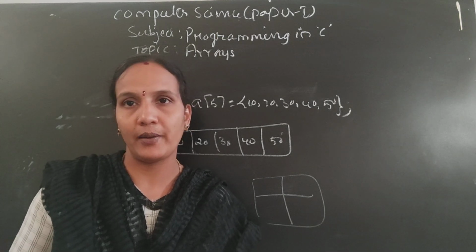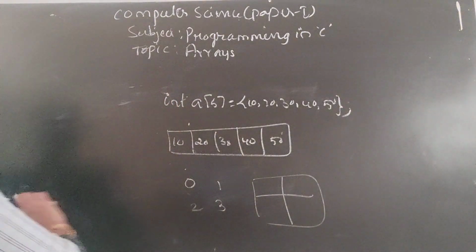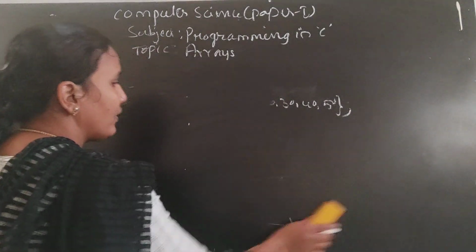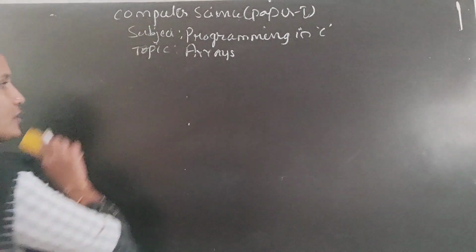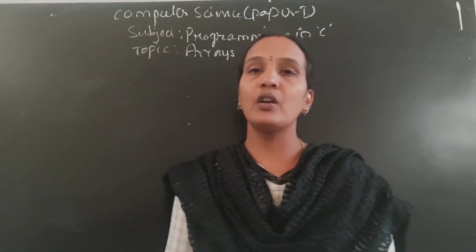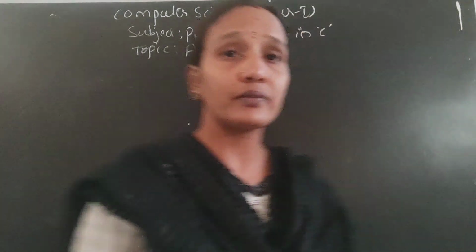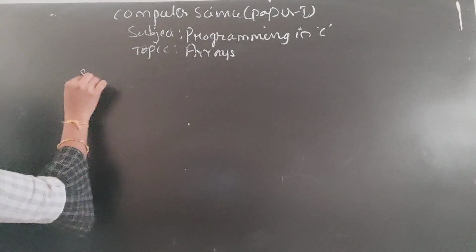So if you want to display elements in the form of rows and columns, then we take the help of a two-dimensional array. A two-dimensional array is just like a one-dimensional array, but here whatever elements you are storing and displaying will be in the form of a matrix, where you have rows and columns. So here you see the two-dimensional syntax.